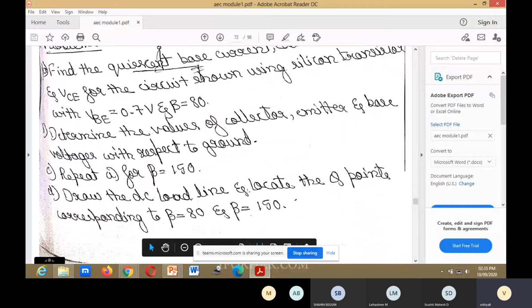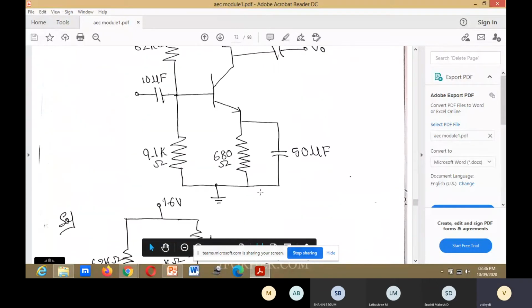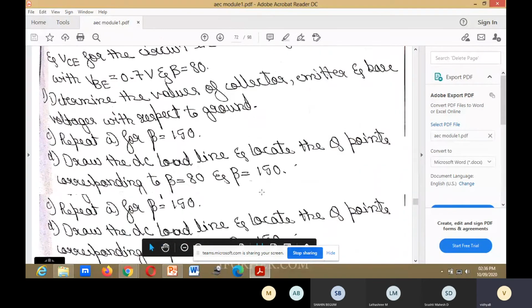Next you need to draw the load line and locate the Q points. I have explained one example for that already. When beta is equal to 80, what is the value of VCE and IC? And when beta is equal to 150, what is the value of VCE and IC? You need to draw the graph and mark the Q points. I'll start with beta equal to 80.